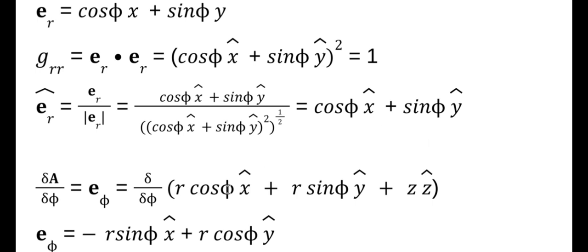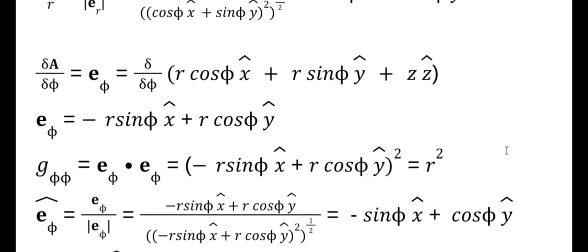The derivative of cosine is minus sine. R is a constant. Sine is cosine. R is a constant. Derivative of this is 0. Once again, we find our element of the metric tensor, e_phi dot e_phi. So this is r squared sine squared theta plus r squared cosine squared theta. You factor out an r squared, sine squared theta plus cosine squared theta is equal to 1, so you're just left with r squared.